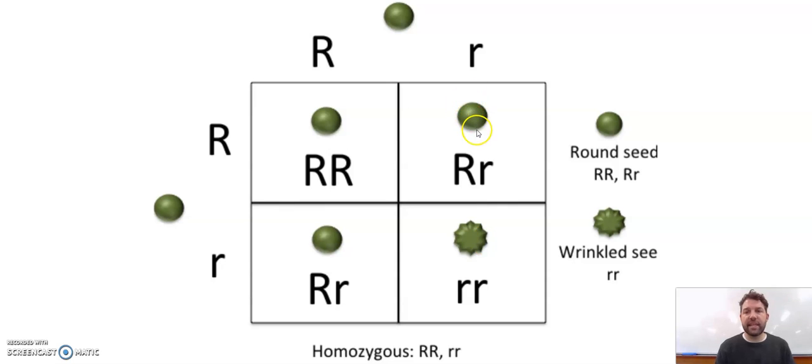So we can see that there is a 25% chance that it would be a purebred round seed, 50% chance that it would be round but carrying that recessive gene, and 25% chance of it being a wrinkled seed.